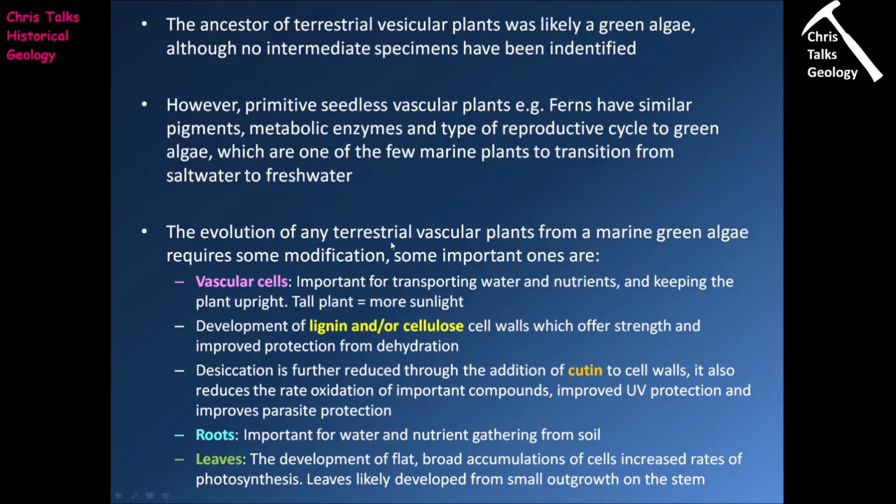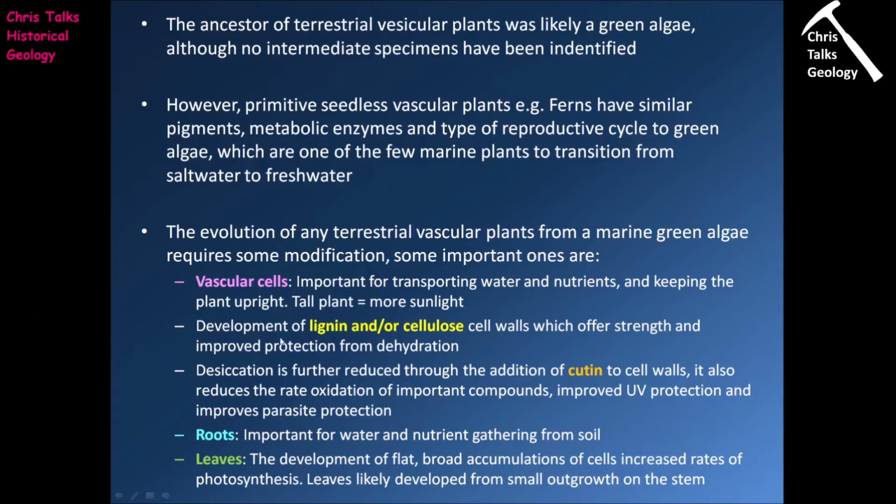So the evolution of any terrestrial vascular plants from a marine green algae requires some modifications, and we've already discussed, there are problems that must be overcome. So the modifications that need to be produced are, number one, the vascular cells. And of course the vascular cells are important for transporting water from the base of the plant to the top of the plant. So it will transport both water and nutrients. It will also help to keep the plant upright. Tall plants get more sunlight. It's a massive evolutionary advantage.